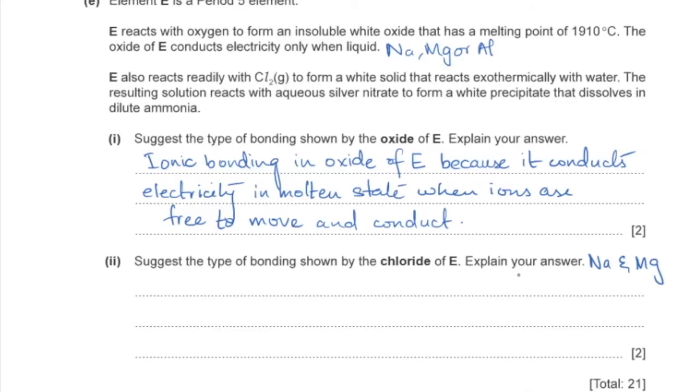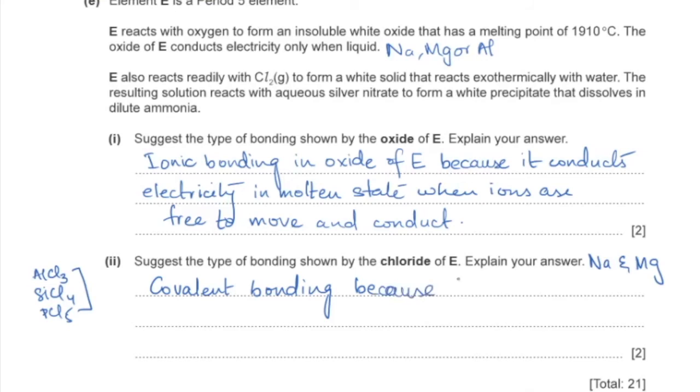So these are all the elements that when they form a bond with chlorine, they form covalent bonding. So it's either AlCl3 or SiCl4, PCl5. They all share covalent bonding. So we can write that the type of bonding in the chloride of element E is covalent bonding. And the reasoning for that is because the chloride of E hydrolyzes in water.